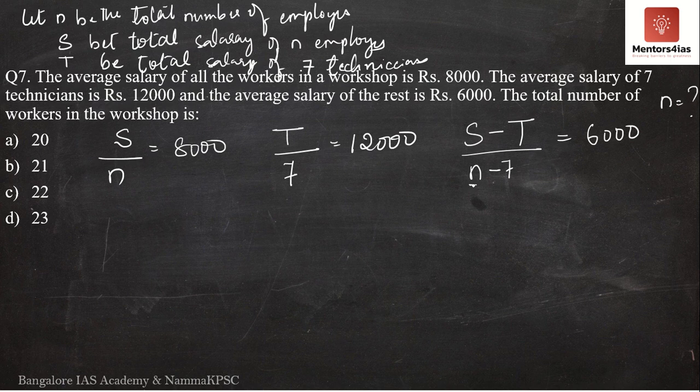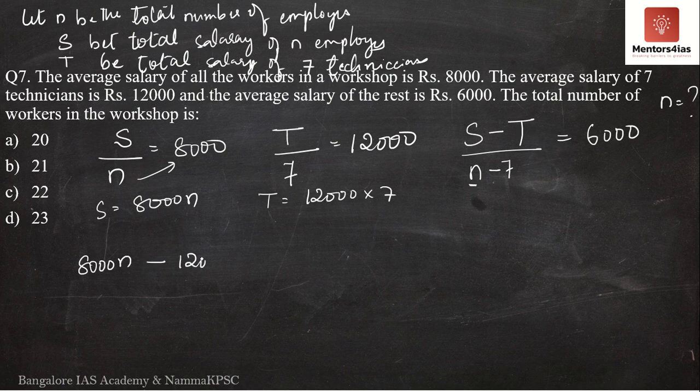So to determine the value of n, we will substitute S as 8,000 n. Similarly, we will substitute T as 12,000 into 7 in this relationship. So we have 8,000 n minus 12,000 into 7 is equal to, now I'm going to take this to the right hand side, n into 6,000, which is 6,000 n minus 7 into 6,000.